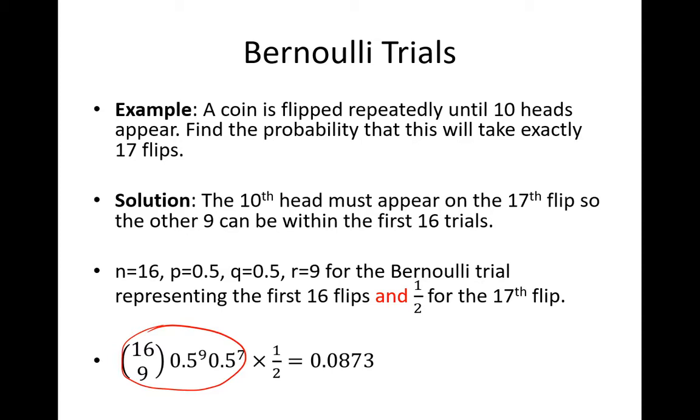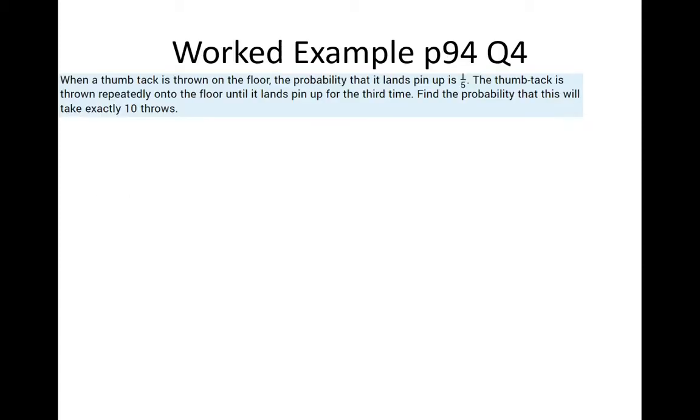Okay, let me just take 3 examples involving this kind of thing. Okay, when a thumbtack is thrown on the floor, the probability that it lands pin up is 1 over 5. The thumbtack is thrown repeatedly onto the floor until it lands pin up for the 3rd time. Find the probability that this will take exactly 10 throws. Now, first of all, let's establish here that it is on the 10th throw that I want the 3rd pin up. Okay, so that's what we've got to remember.